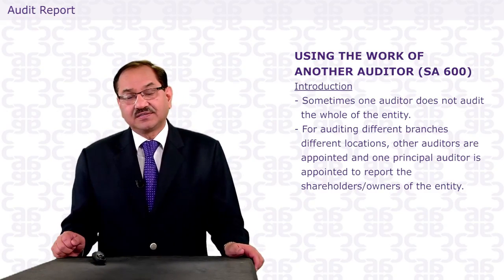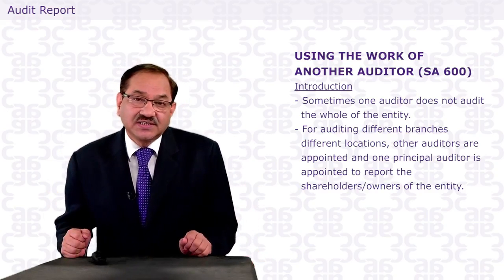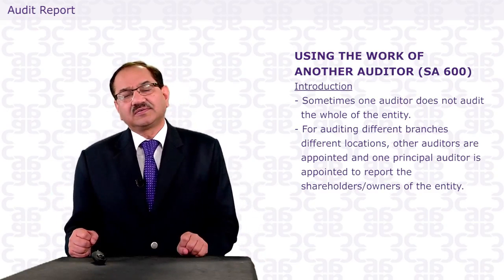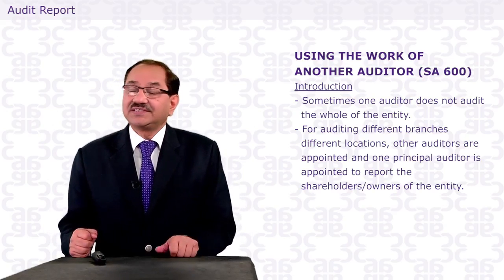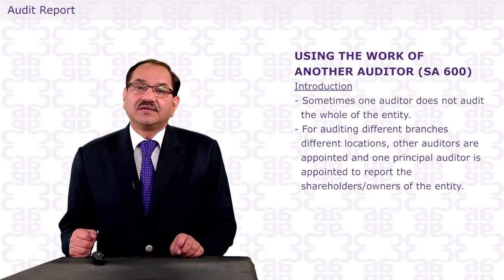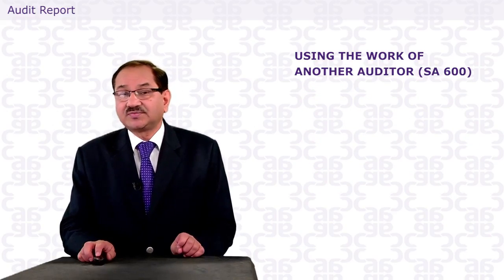So this is the situation, and therefore at that time the question arises, or the principal auditor may be seeking guidelines from certain auditing standards on how he should use these branch auditors' reports. Is there any guideline for it? Yes, there are guidelines for it, and those guidelines are in SA 600. So this is the auditing standard for that purpose.